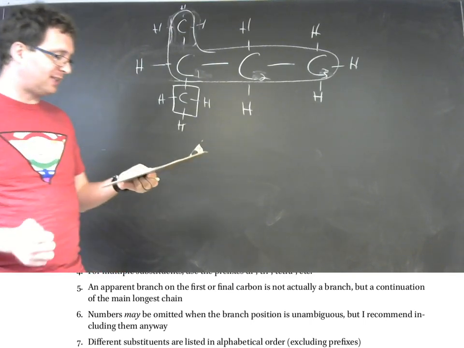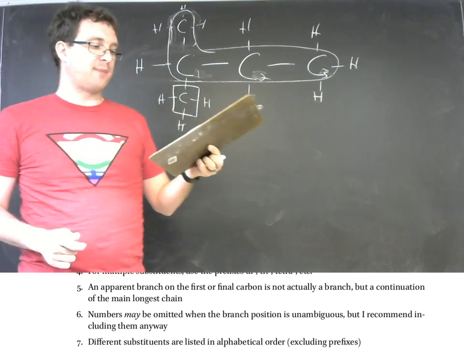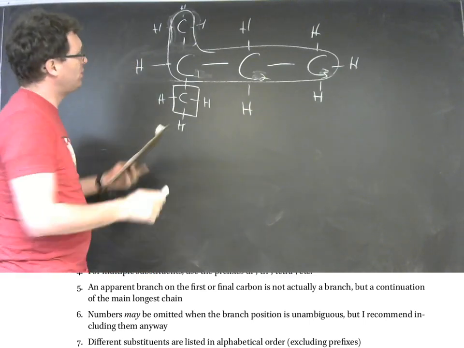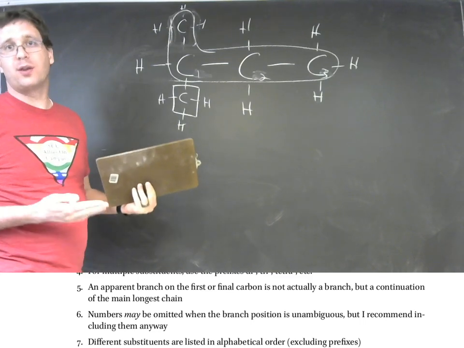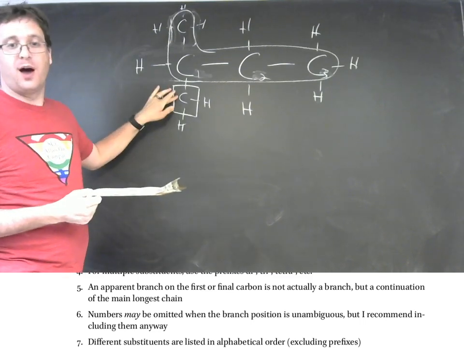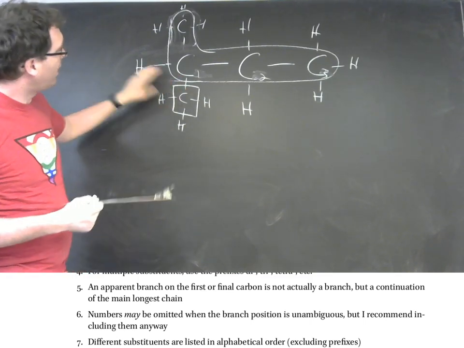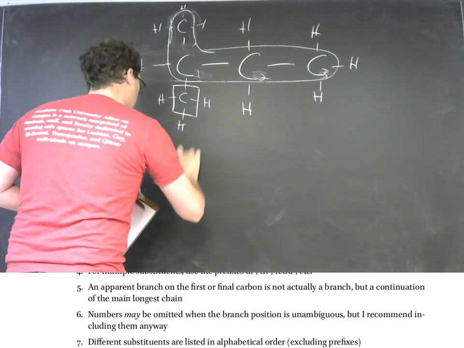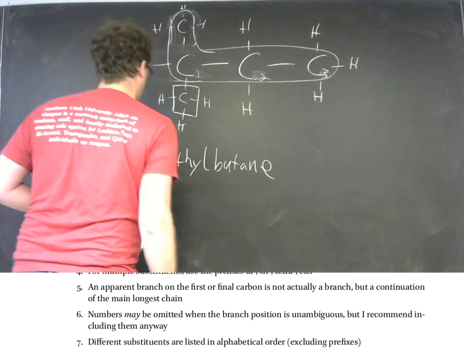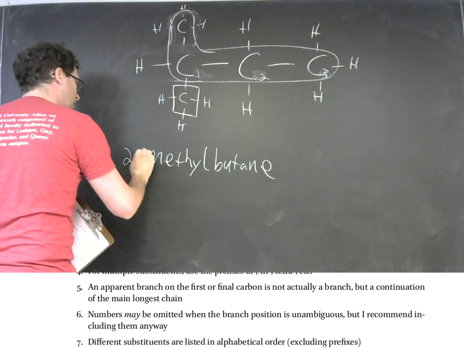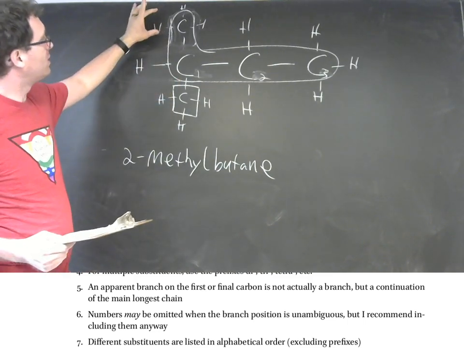Step 6 says that numbers may be omitted when a branch position is unambiguous. So, for example, you could just call this methyl butane. There's nowhere else that you could put the methyl group, other than the second carbon. So let's explore some different possibilities. This is methyl butane, right? Methyl butane. And we could say it is 2-methylbutane. Now, what if we moved this carbon to be on the first?